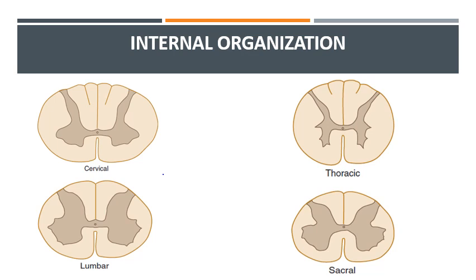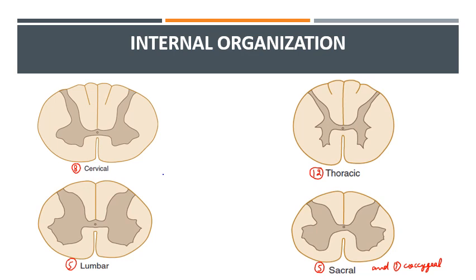In the last lecture of external features of spinal cord, we mentioned that there are 8 cervical segments, 12 thoracic segments, 5 lumbar segments, 5 sacral, and 1 coccygeal segment.